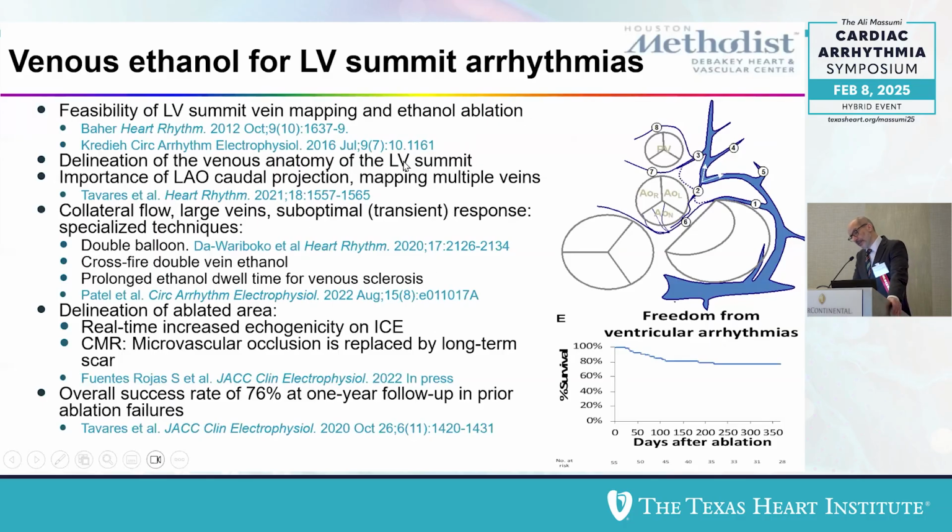Over the past, I would say, 10 years, we showed first the feasibility of LV summit vein mapping and ethanol ablation. We delineated the anatomy and came up with a schematic that has been very useful as a framework to understand the fluoroscopic anatomy and target different veins for mapping and ablation. We defined how to deal with collateral veins and the approach of the double balloon to restrict the alcohol to the targeted segment of the arrhythmias we were looking at. And occasionally we use alcohol in more than one vein, as I will show you some examples.